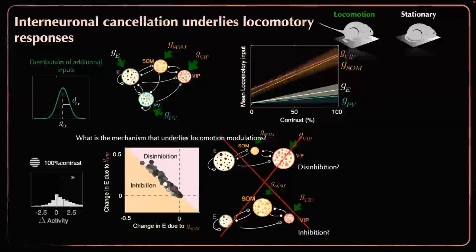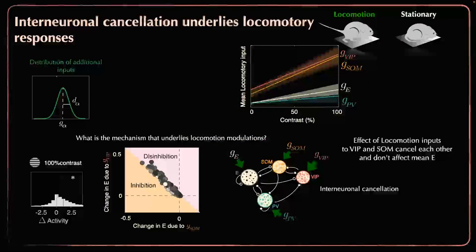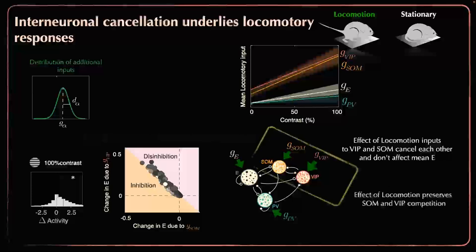So basically the conclusion from this part is that everyone receives inputs, but they receive inputs in such a way that although there is an increasing gain of the VIP activity, the competition is not touched. These two cells are still competing as much as they were for each condition of the visual stimulation. Okay, I'm going to summarize this part.